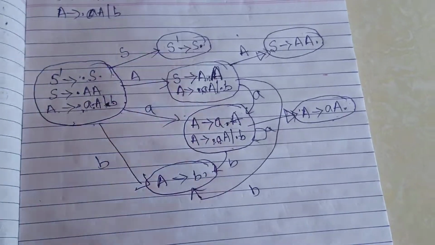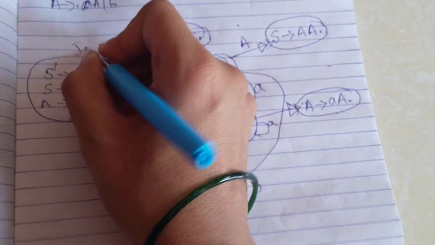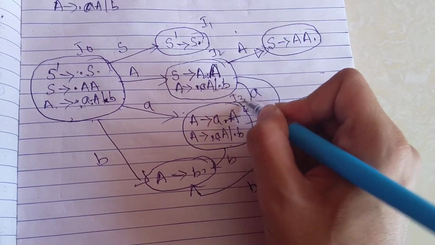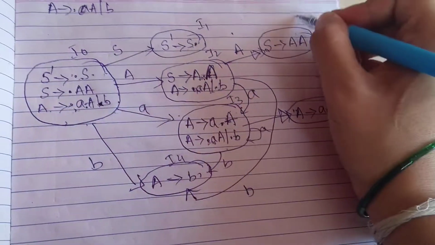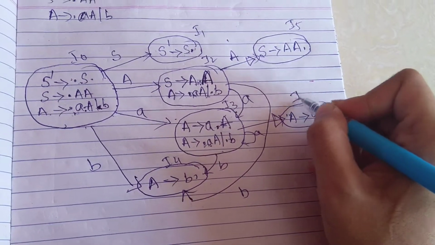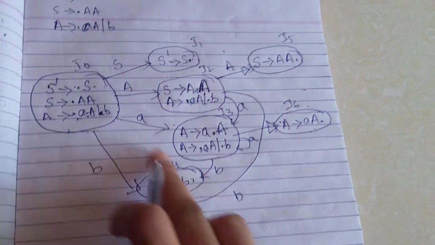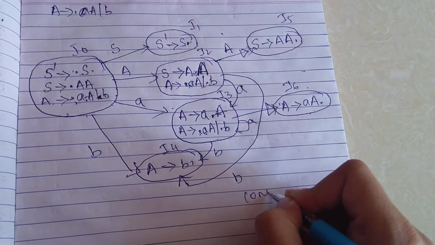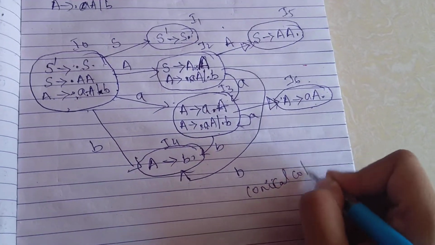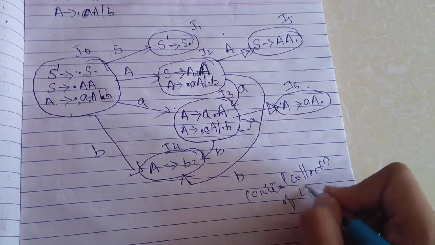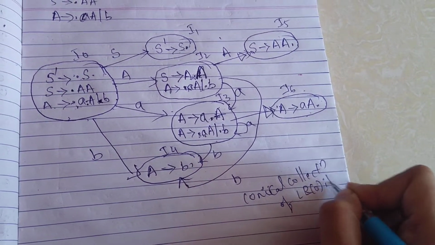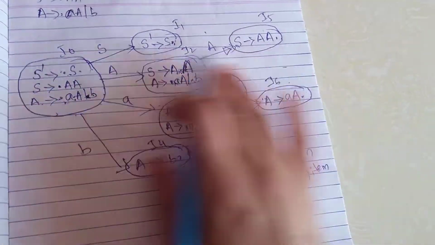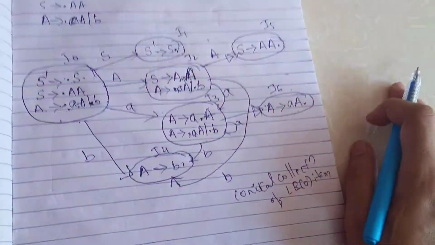Then just give the numbers. So this first state is I0, the second state is I1, this is I2, this is I3, this is I4, and this is I5, and this is I6. So this is the second step: the canonical collection of LR0 items. LR0 items are nothing but items with the dot at the right-hand side. Once it reaches the end, it has read all the strings, all the letters.